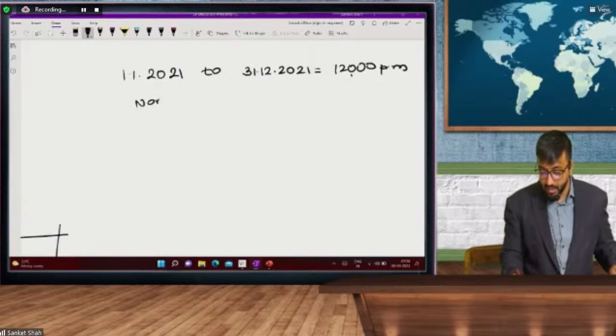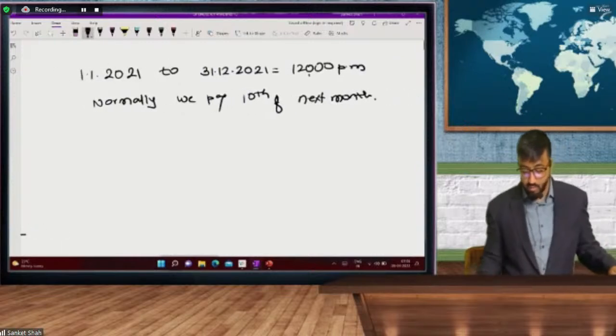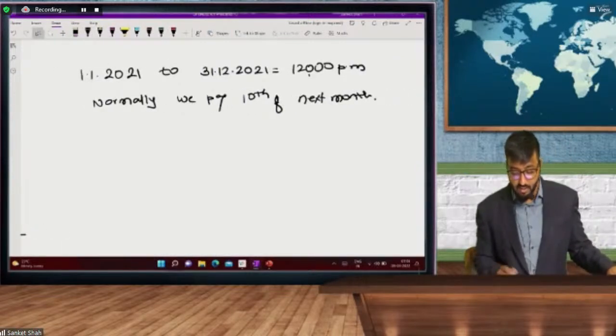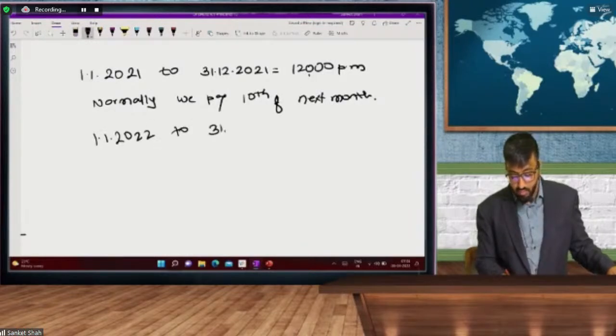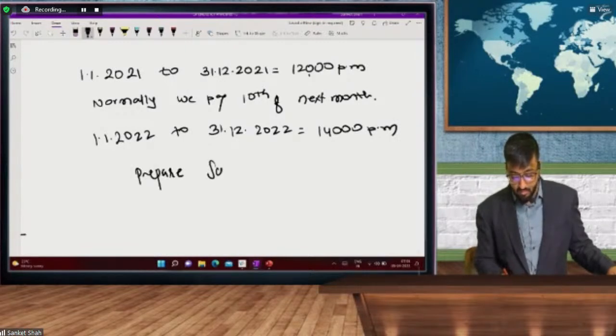Normally we pay on the 10th of next month. So question of the day: normally we pay on the 10th of next month. From 1st January 2022 to 31st December 2022, salary increased by 2,000, to 14,000 per month. Prepare salary account. Please note down this question somewhere, question of the day.